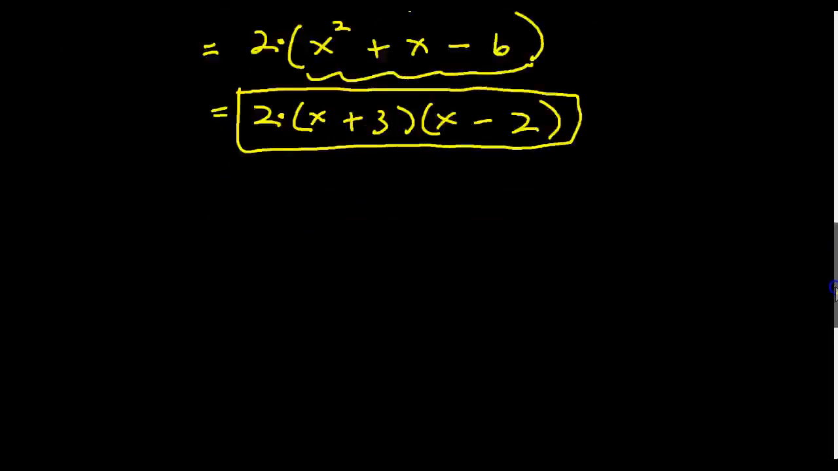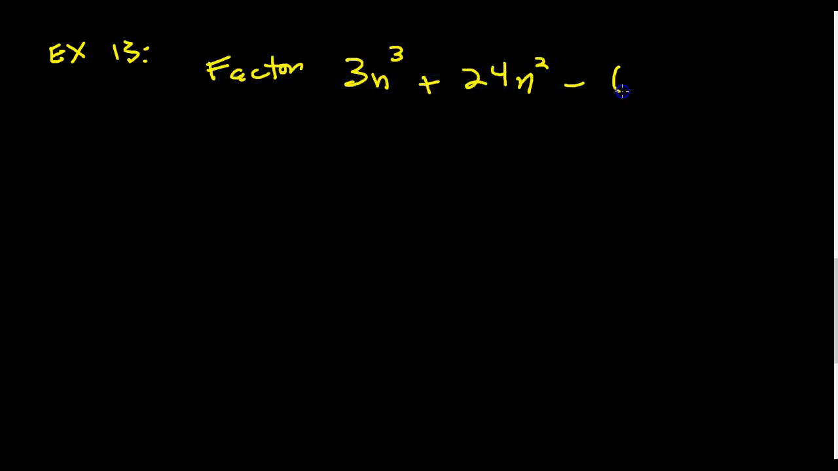All right, one more, we'll call it a day. This is example 13, the last example in this section in the text. We are asked to factor the expression 3n cubed plus 24n squared minus 60n. Well, you may say, what's going on here? We were supposed to factor degree 2 trinomials where the lead coefficient was 1.